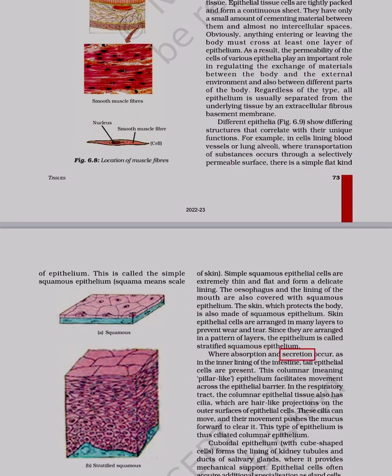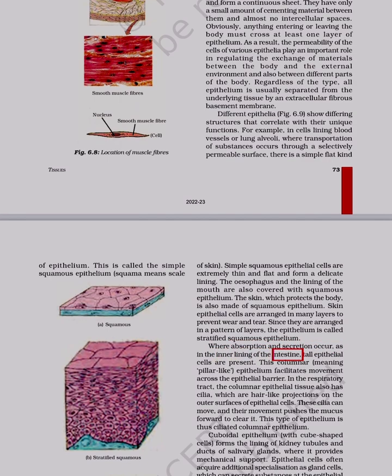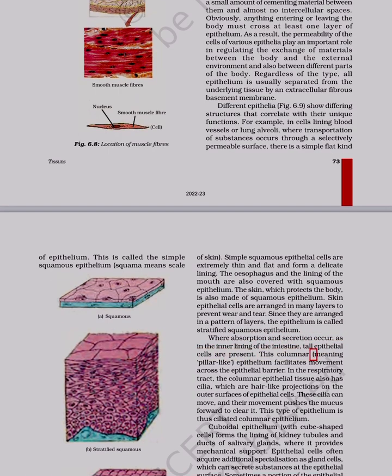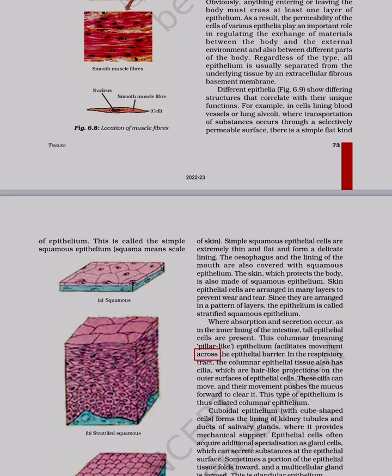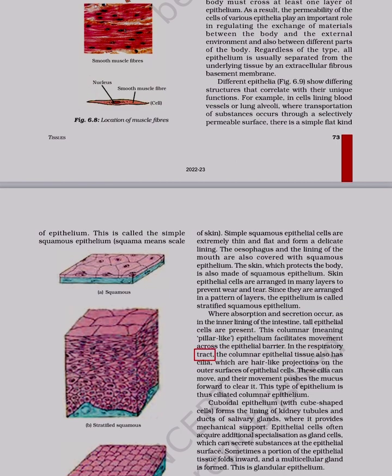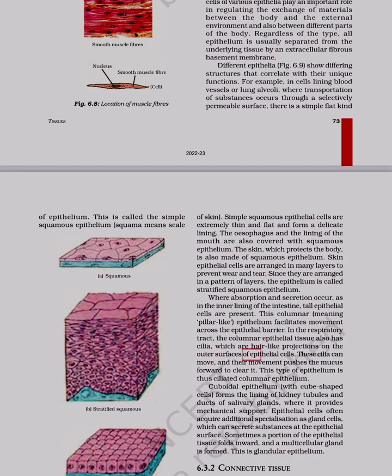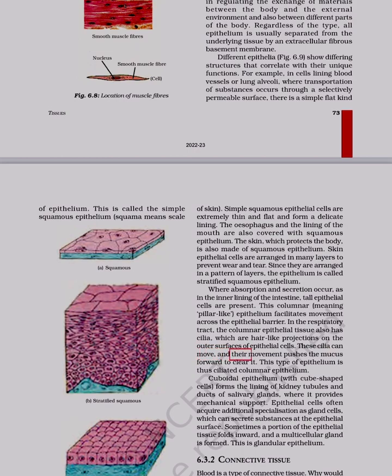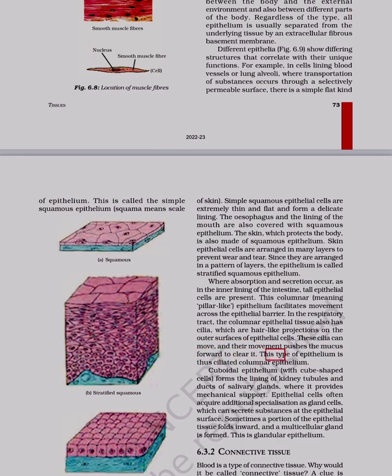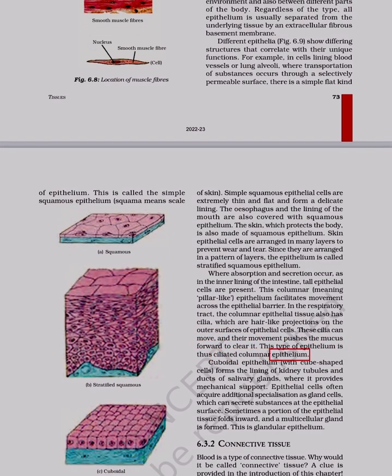Where absorption and secretion occur, as in the inner lining of the intestine, tall epithelial cells are present. This columnar, meaning pillar-like, epithelium facilitates movement across the epithelial barrier. In the respiratory tract, the columnar epithelial tissue also has cilia, which are hair-like projections on the outer surfaces of epithelial cells. These cilia can move, and their movement pushes the mucus forward to clear it. This type of epithelium is thus ciliated columnar epithelium.